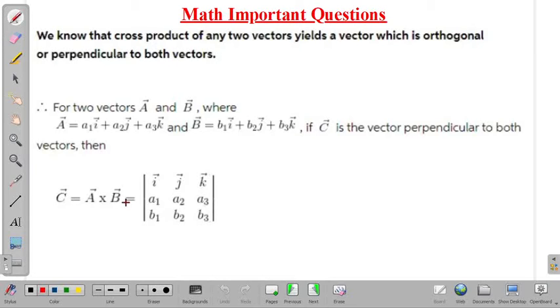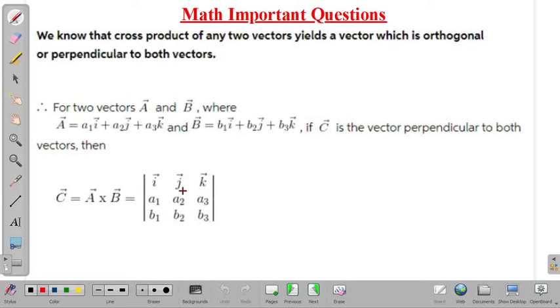Okay, so we need to take the cross product of vector a and vector b, and in the form of a determinant we can write the cross product as i cap, j cap, k cap, and a1, a2, a3 are the coefficients of i cap, j cap and k cap of vector a, and b1, b2, b3 are the coefficients of i cap, j cap and k cap of vector b. Then we need to find the value of this determinant.